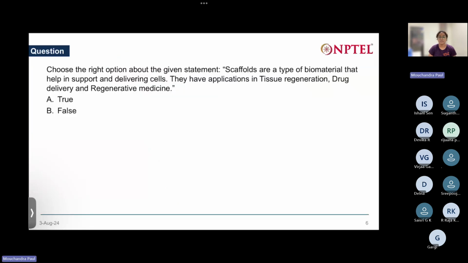The first question is related to what a scaffold is. Choose the right option about the given statement: scaffolds are a type of biomaterial that help in supporting and delivering cells. They have application in tissue engineering, drug delivery, and regenerative medicine. Is this statement true or false?